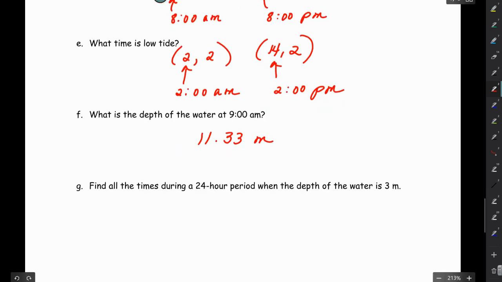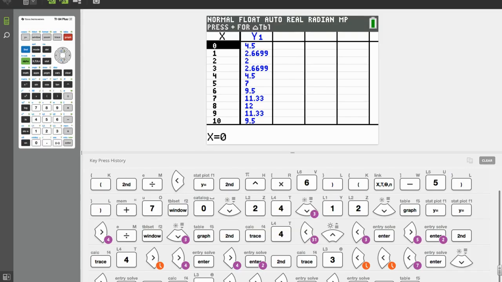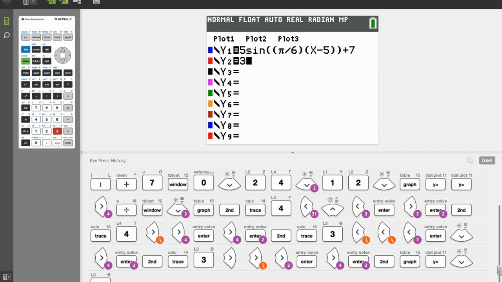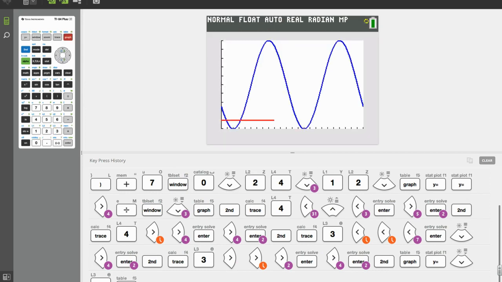Find all the times during a 24-hour period when the depth of the water is 3 meters. So we want to go back to the calculator, go to y equals. We have our function, but we're going to put 3 in, and we want to look at the graph now, and we want to see all the places in which this graph is intersected. And you can see that there's 4 intersection points. I'm not going to do all 4 with you. I'll show you the first one.